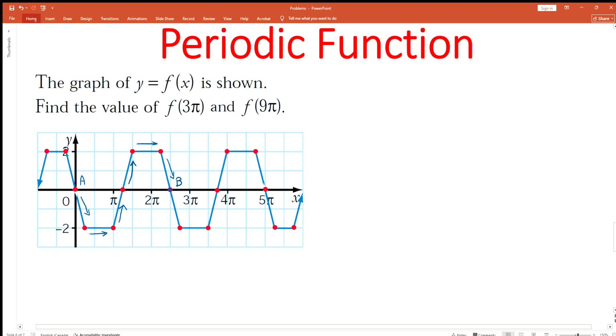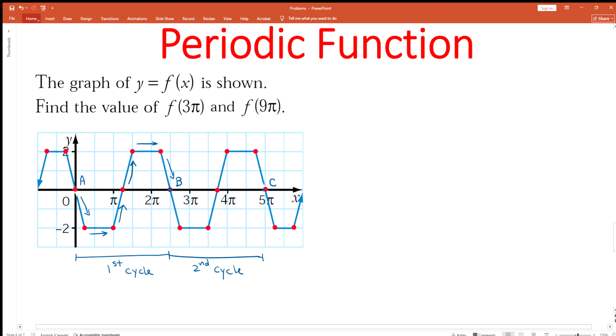So one complete cycle is from point A to point B. After the graph crosses point B, the second cycle starts, and the second cycle ends at point C. So from A to B, we have the first cycle, and then from B to C, we have the second cycle. And these cycles keep on repeating themselves indefinitely on the left side and the right side of the graph.